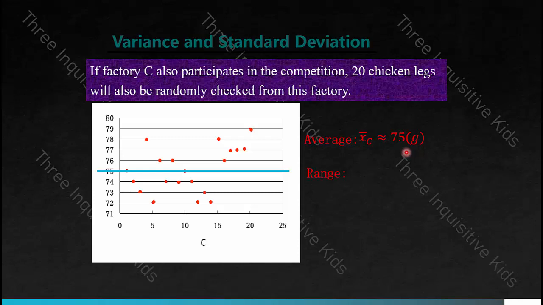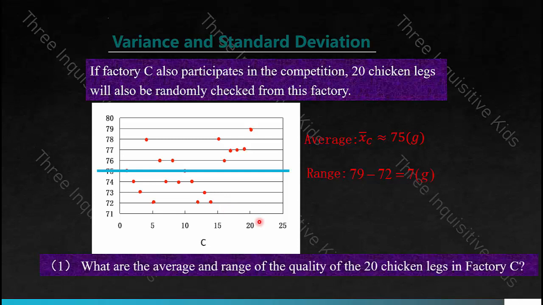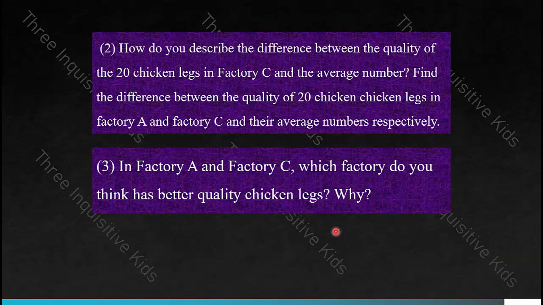And this is the line we can draw to show the average level of Factory C's chicken legs using a line. The range would be the highest, 79, minus the lowest, 72, which is 7 grams. What are the average and range of the quality of the 20 chicken legs in Factory C? The average is 75 grams and the range is 7 grams.